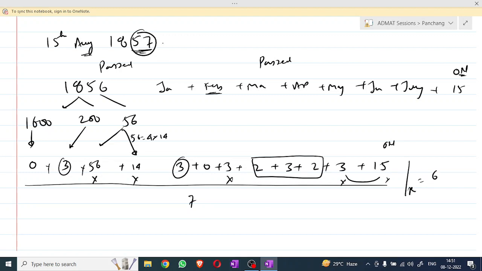Now when you're dealing with days here, this is going to be the 6th day of the week. First is Monday, second is Tuesday, third is Wednesday, fourth is Thursday, fifth is Friday, sixth must be Saturday. So you can Google this. 15th of August 1857 is what date.